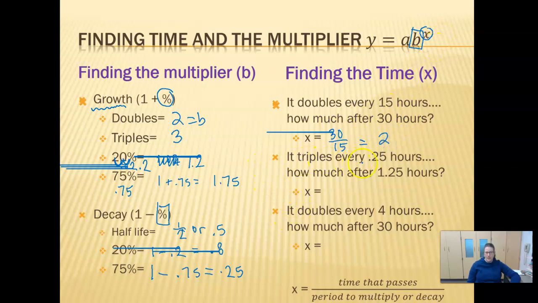If it triples every 0.25 hours, how much would there be after 1.25 hours? Again, the 1.25 is how much time went by, and the 0.25 is the time it takes it to triple, so I would divide it by that, and so that would be equal to 5. It doubles every 4 hours. How much would there be after 30 hours? So again, 30 hours goes by, but every 4 hours it doubles, so x would be 30 over 4. And you could just leave it as a fraction. You could reduce it to 15 halves, or you could change it to a decimal.